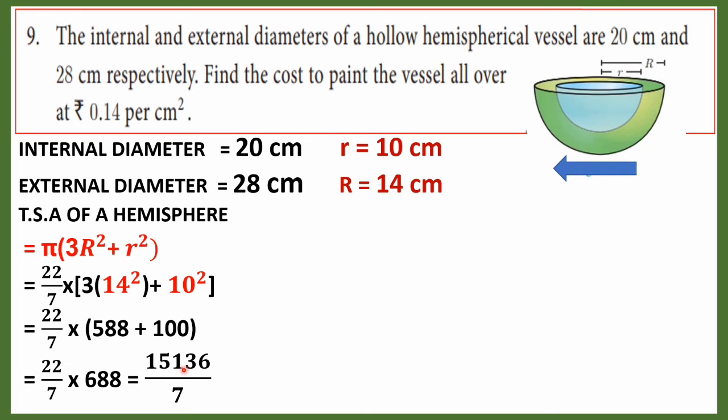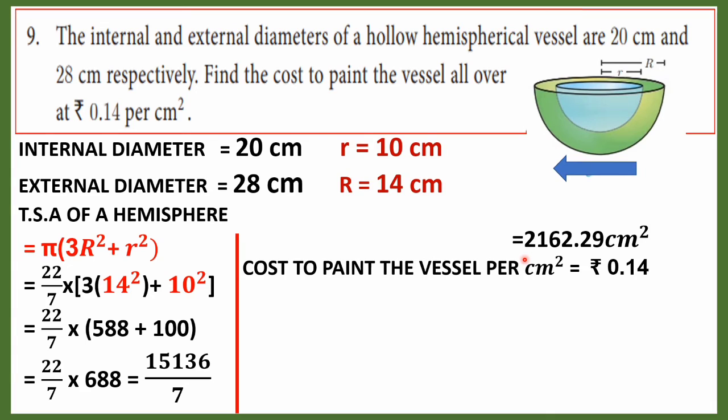Multiply 22 into 688. 15,136 by 7. After dividing, we get 2162.29 centimeter square, which is the area of this bowl.